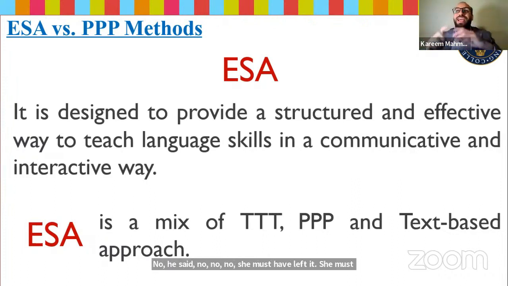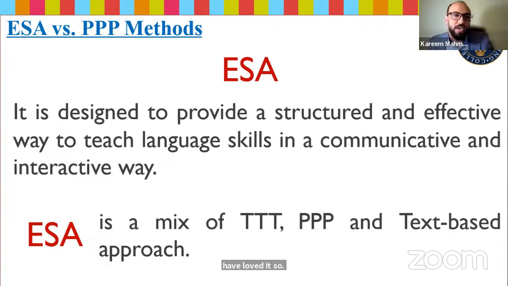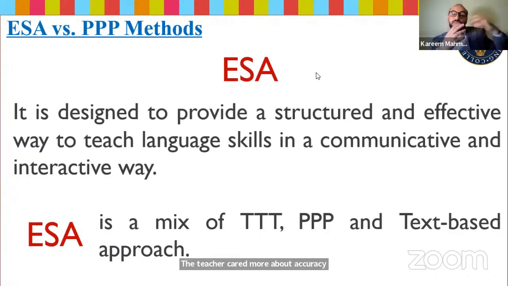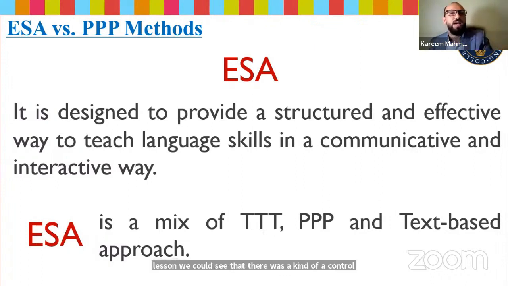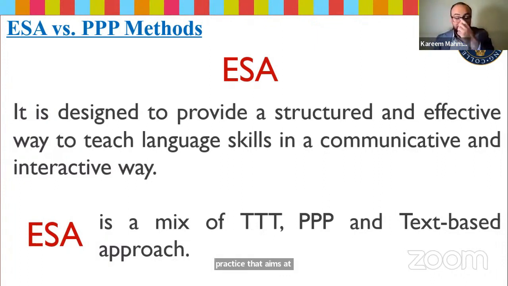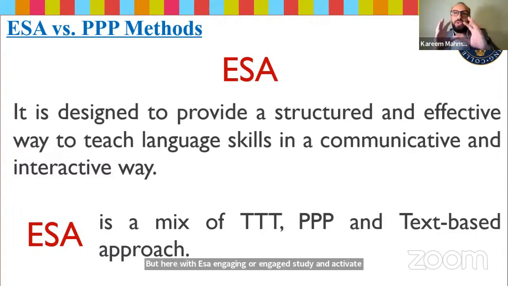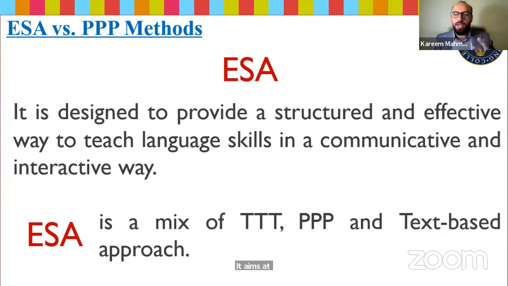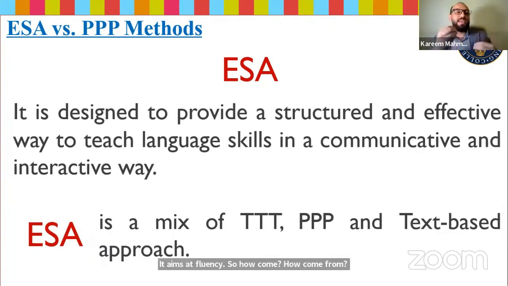So the teacher cared more about accuracy rather than fluency. And even in the sequence of the lesson, we could see that there was a kind of controlled practice that aims at accuracy. But here with ESA, engage, study, and activate, this particular method is quite the opposite. It aims at fluency. So how come? From where does this ESA come from?